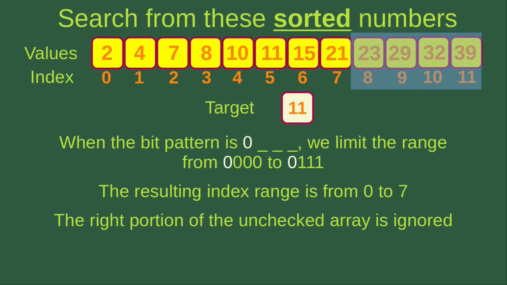Now we continue the filling in action of the bits. When the bit pattern is already 0 at the beginning, it actually means that we have limited the range from 0000 to 0111. And in decimal numbers, the resulting index range would be just from 0 to 7. If I want to fix the index range in this way, the right portion of the unchecked array is ignored. That's why I have covered those elements to be ignored with a different color.